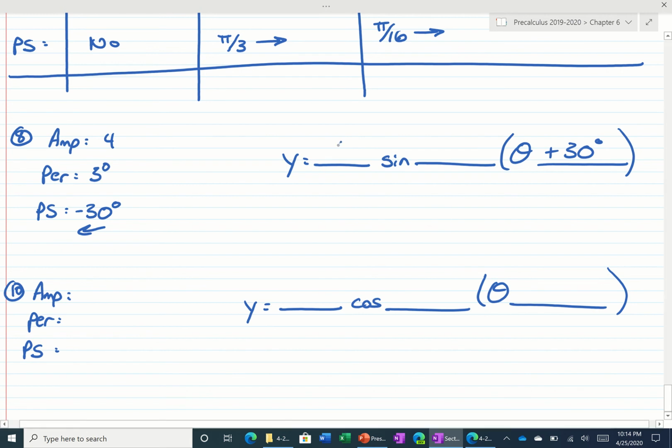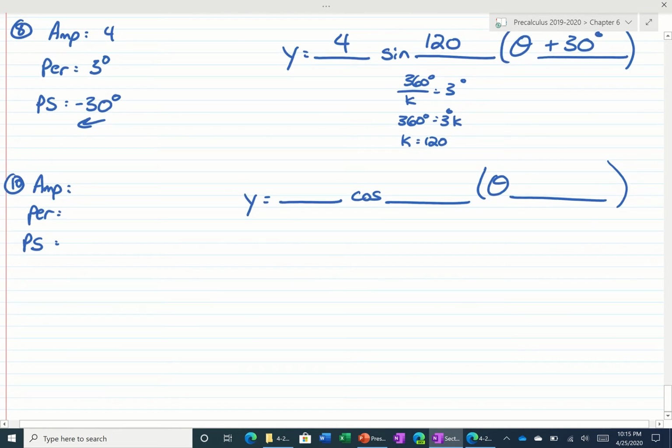The amplitude's 4. And then the way we get this k value is we do the normal period divided by k should equal 3. And in order to figure out what k is, you multiply both sides by k. And if you divide by 3, you get k is 120 degrees. Or k is just 120.